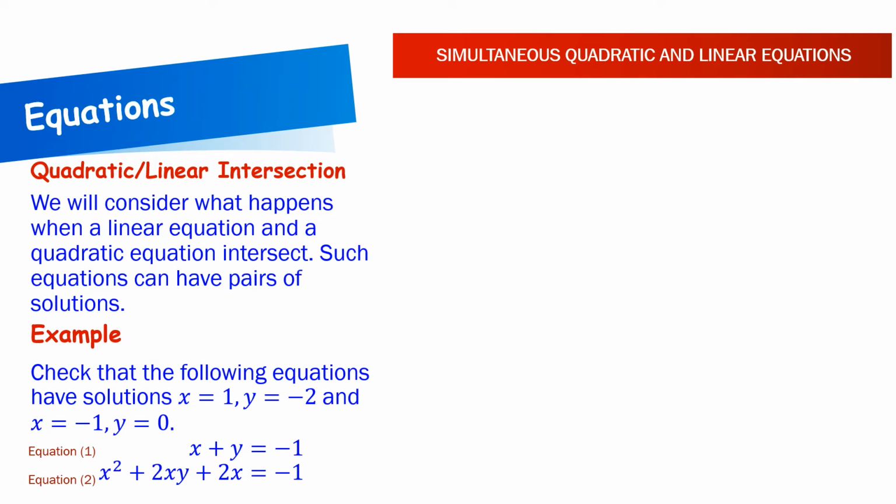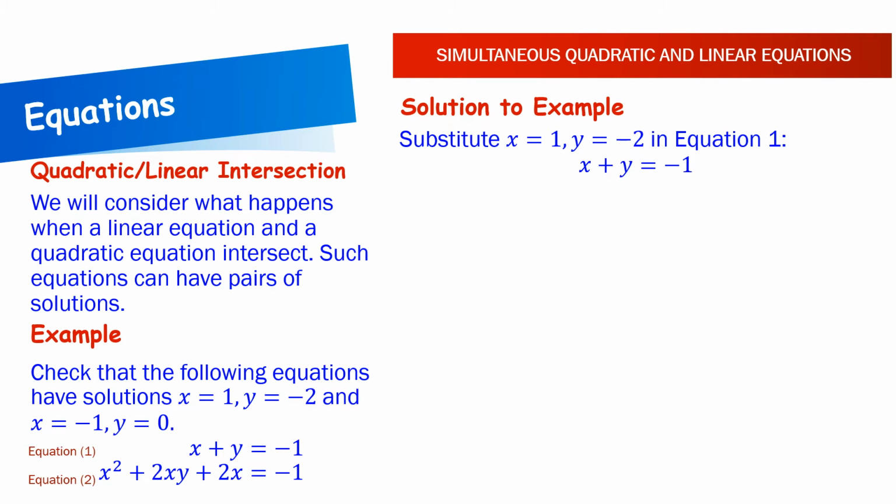Check that the following equations have solutions x equals 1, y equals minus 2, and x equals minus 1, y equals 0. So let's solve this example. Substitute x equals 1 and y equals minus 2 in equation 1. The left-hand side equals 1 from x equals 1 plus minus 2 from y equals minus 2 to give us that the left-hand side is equal to minus 1.